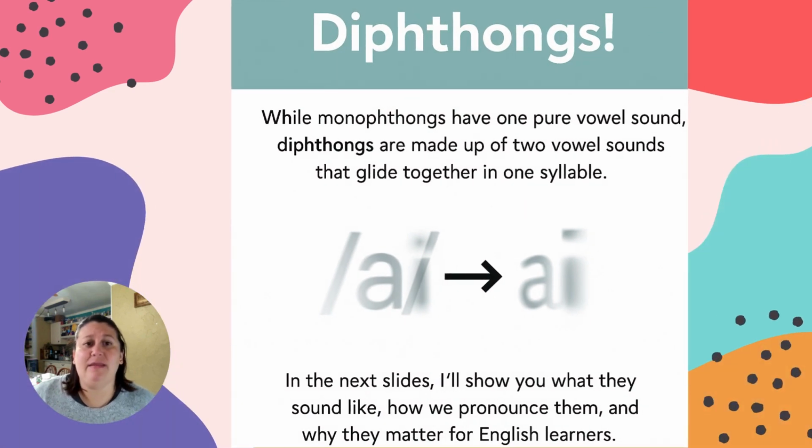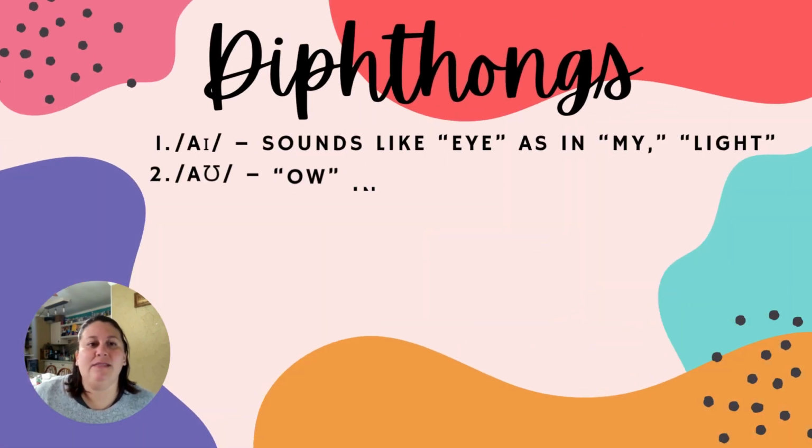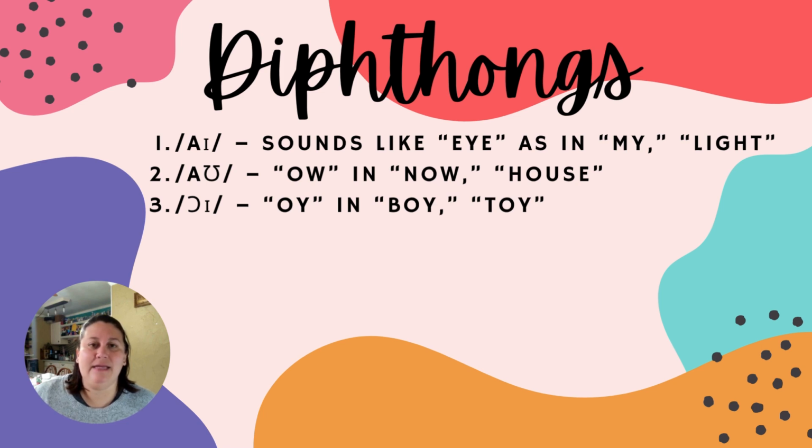Now let's talk about our diphthongs, the common ones. These start with one vowel sound and glide into another. They are essential to English fluency. Now, we have this one. This sounds like I, as in my, or light. So it starts with the A sound and glides to the E, right? So it makes one sound and then goes into another.